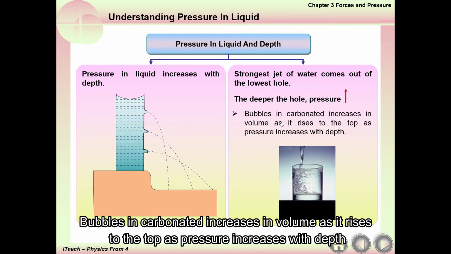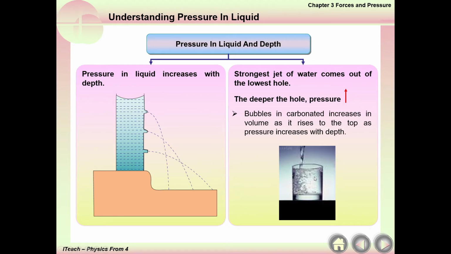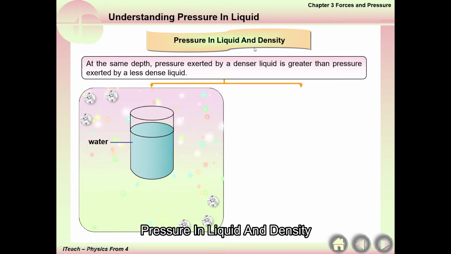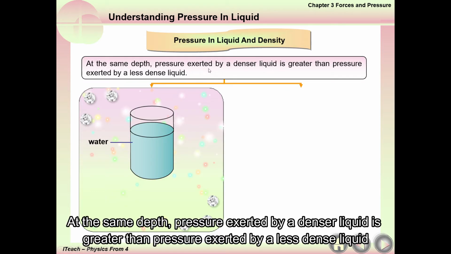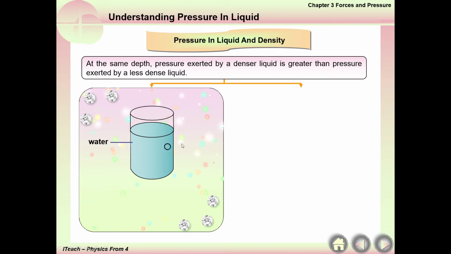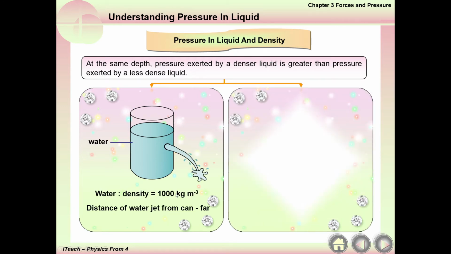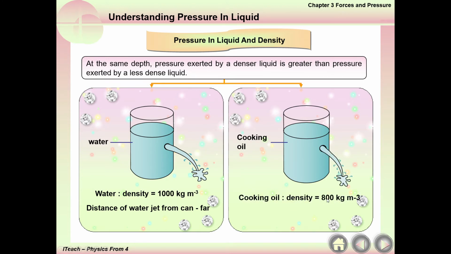Same like here. Bubbles in a carbonated drink increase in volume as they rise to the top, as pressure decreases with height. Same like this, pressure in liquid and density. At the same depth, pressure exerted by a denser liquid is greater than pressure exerted by a less dense liquid. Like we can see here, water has a density of 1000, cooking oil only a density of 800. Then we can see the distance of the water jet from the can is far, but for the cooking oil, which has lesser density, it is nearer to the can.